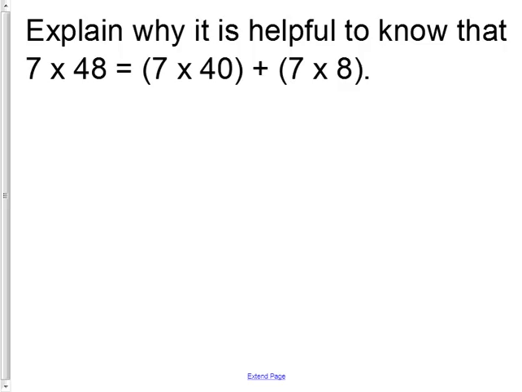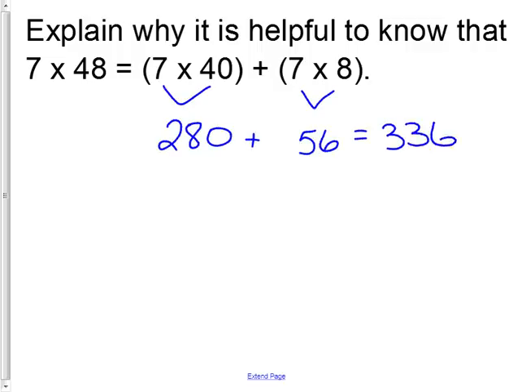So why in the world would we possibly want to know this? Well, the biggest reason is because it helps us with mental math. Can you do 7 times 48 in your head? I can't either. Probably most of us can't. But what I can do in my head is 7 times 40, which is 280, and 7 times 8, which is 56. And when I add those together, I get 336. So I can do that in my head and keep all that straight, and really it helps with mental math. That's where we usually use this.